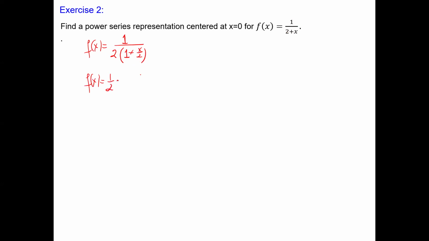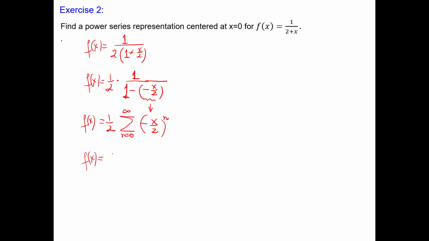Okay, that's when we have 1/2 times 1 over quantity 1, and addition, we don't like addition, we will get the subtraction of a negative number. Perfect. And now we can see 1 over quantity 1 minus that common ratio. We are ready to rewrite this as a power series, negative x over 2 to the power of n. That means this is the power series representation for the given function.